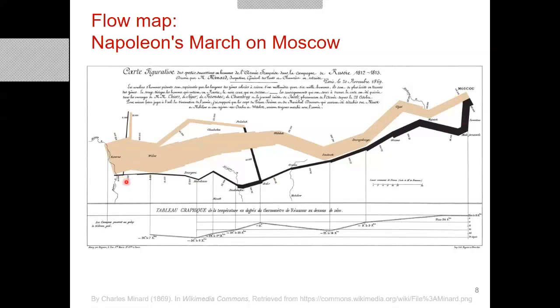The third variable is the temperature on specific dates in connection with the retreat. Okay, so we have the temperature and the dates. And you can also connect the location to specific dates. And of course, this is a map, so you have the location anyway and the distance.